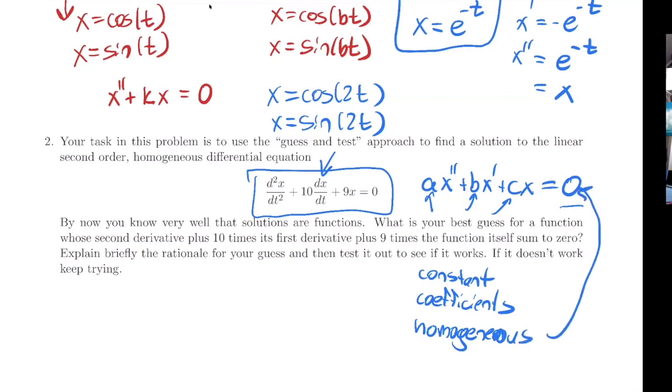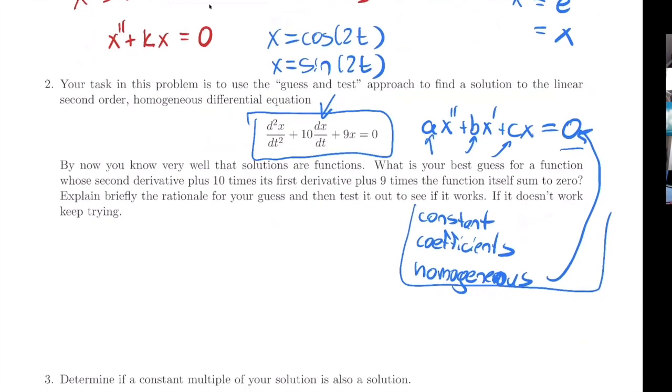And so again, by homogeneous, what we mean is we set the right side equal to 0. So the equation that we're looking at in 2 would be a very general example of the types that we're going to take a look at. So let's take a look at this differential equation, and let's try and think about what we might expect the solution to look like. So this is a differential equation which is saying we want the second derivative plus 10 times the first derivative plus 9 times the function to equal 0.